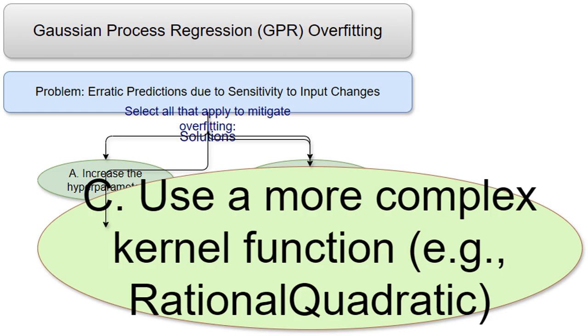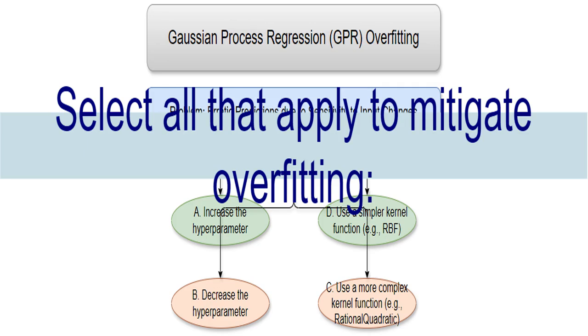It is like using a really fancy, flexible tool to cut wood. You can create a super detailed shape, but you are also more likely to make mistakes and get an unreliable result. We're looking for the actions that will prevent the model from being too sensitive to small input changes and improve the accuracy of predictions on new data.